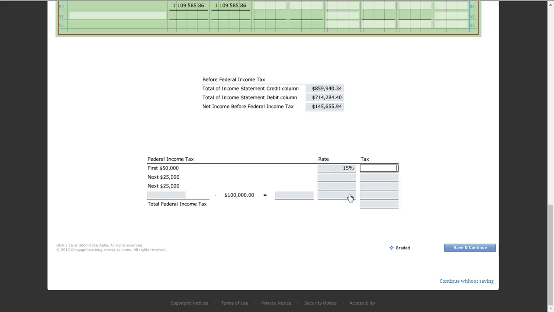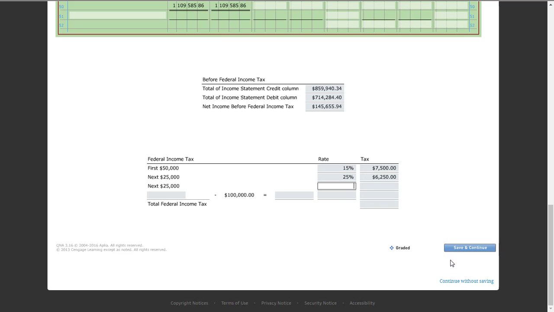So, did we earn at least $50,000, our net income? Yes. So I'm going to take 50,000 times 15%. And that number goes on the far right-hand side. What is it? Yep. Now, the next 25,000 is taxed at 25%. So the first 50 is taxed at 15. The next 25 is taxed at 25%. So I'm going to take 25,000 times 25%, which is going to give me $6,250.